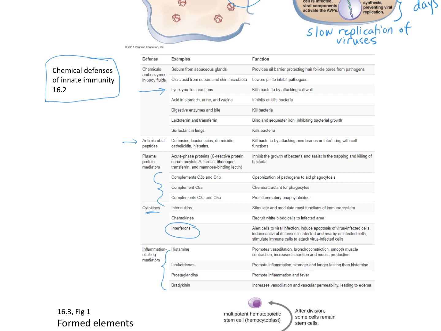Okay, so we will continue on Monday with talking about the different kinds of cells that function in innate immunity, and finish up with fever and inflammation, and then we'll be on to adaptive immunity.